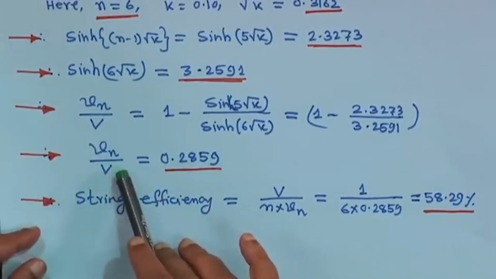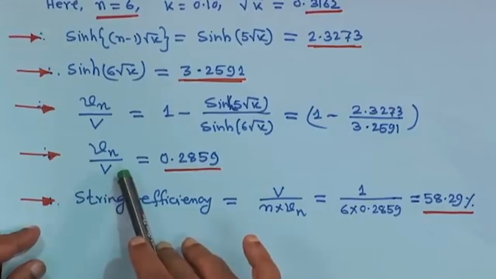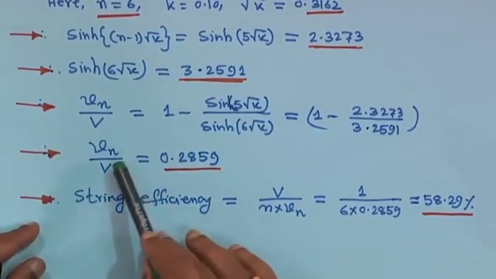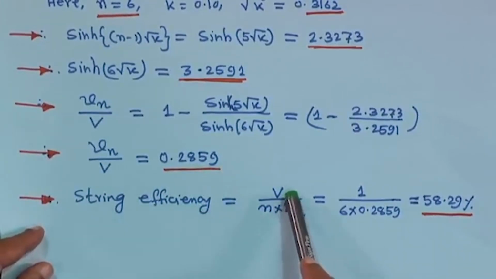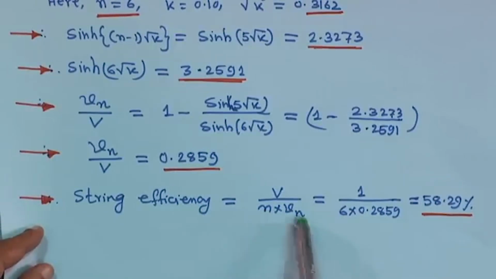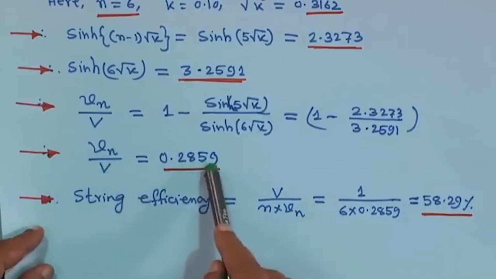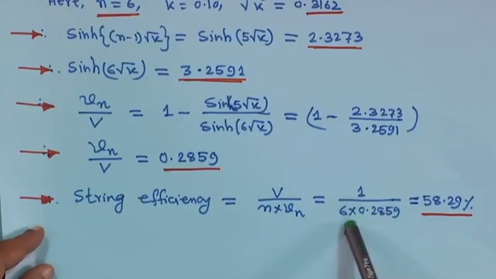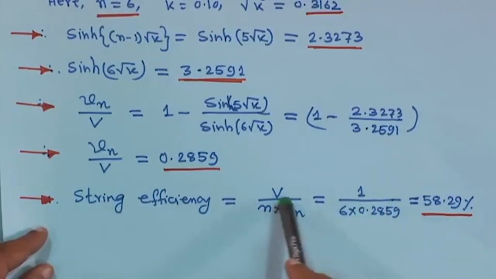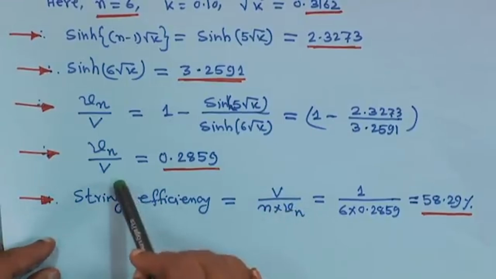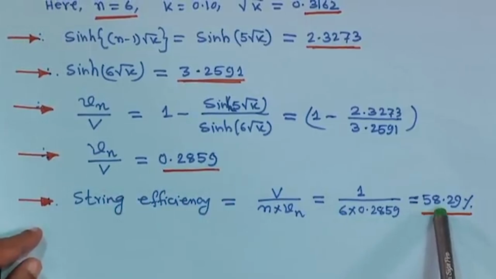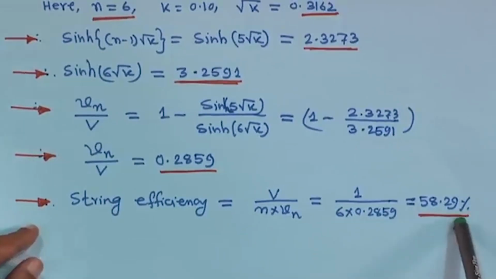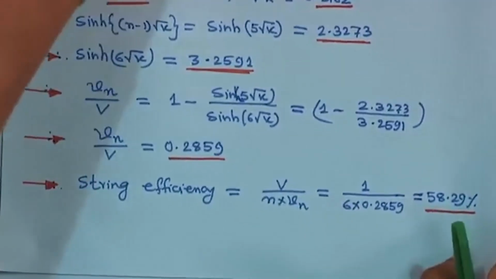N means the nth insulator, that is the last piece which is near to the conductor. So, that is small v n, and it is 0.2859. Therefore, string efficiency will be capital V divided by n into small v n, but v n by V is equal to 0.2859. So, if you take the reciprocal, it will be 1 upon n into v n upon capital V, which is 1 upon 6 into 0.2859. Therefore, it is coming roughly around 58.29%. That is the string efficiency.